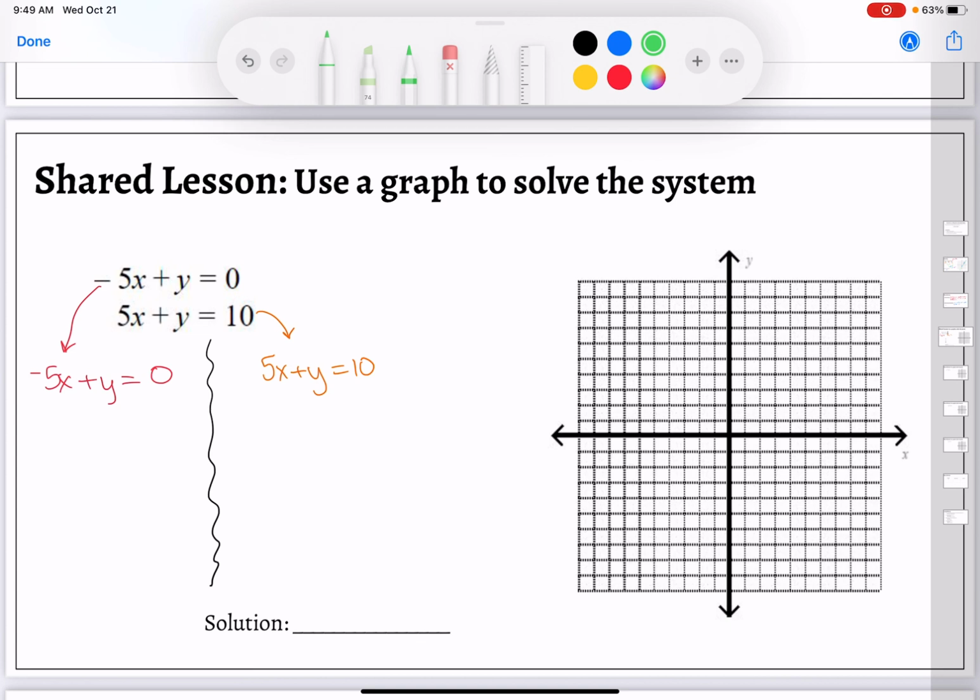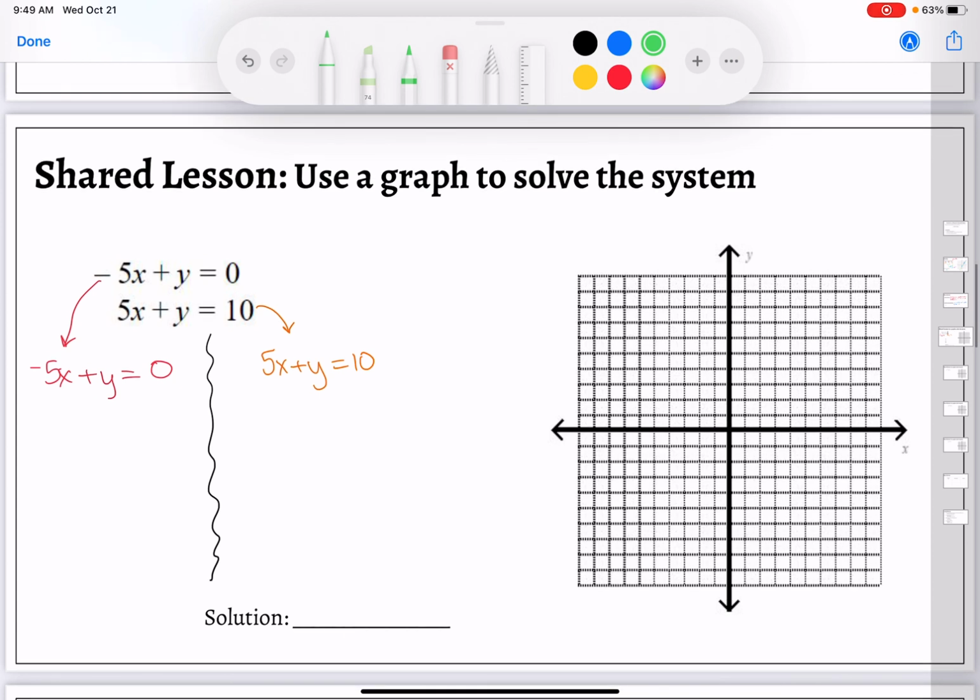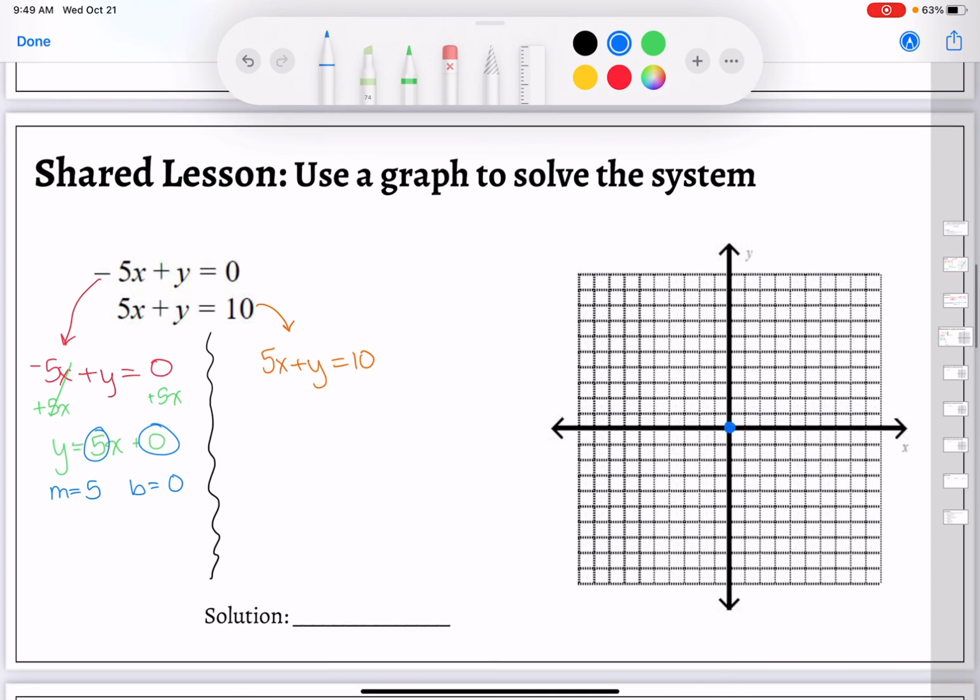In order to graph this, I have to get y by itself, right? We're going y equals mx plus b, just like we did in the warm-up. So I'm going to add 5x to both sides. So I'll get y equals 5x plus 0. We could write plus 0. We don't have to write plus 0. It's up to you, however you want to. Now I see, okay, from this equation, my slope is going to be 5, and my y-intercept is going to be 0. So I'm going to start my equation right here at 0, 0 on the y-axis, right? Y-intercept of 0 is going to start right there.